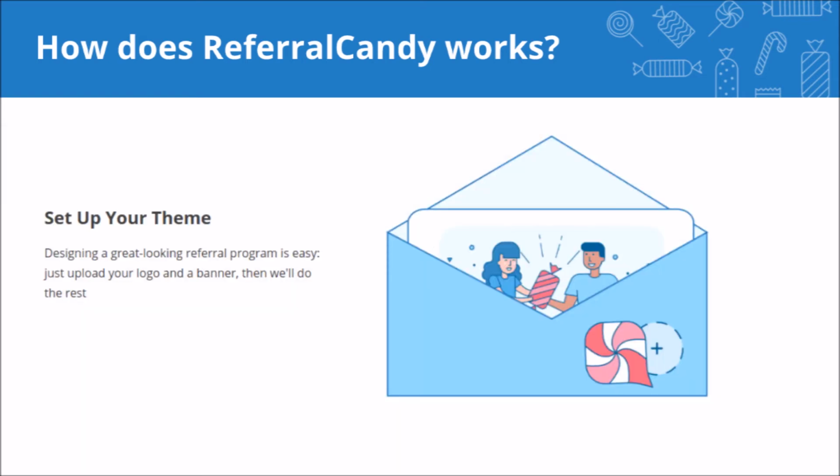So after you have set up your rewards, let's say that you selected get $20 in cash and give your friends $40 off on their first purchase. Once you have that set up, the second step is to set up your theme. And what is a theme? Well, obviously your referral program has several marketing materials that you're going to be using to promote it, such as landing pages, emails, etc.